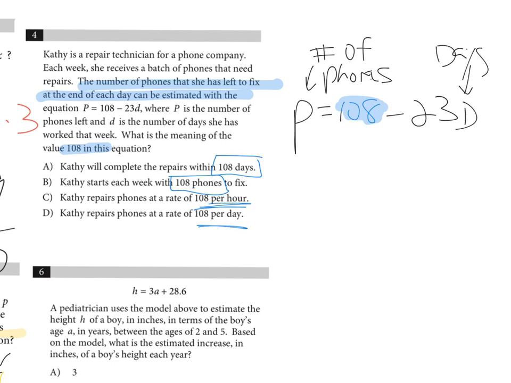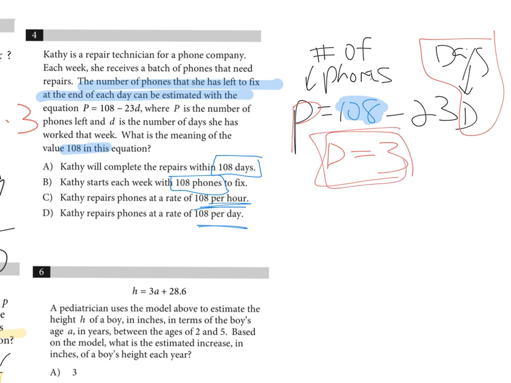So what you want to do now is choose a value for one of the variables. Let's say D is equal to 3. Now what does D represent? The days. So 3 days of working. P represents the number of phones. Well, if D is 3, I'll substitute that in. P, the number of phones, equals 108 minus 23 times 3, or 108 minus 69, or 39 phones.